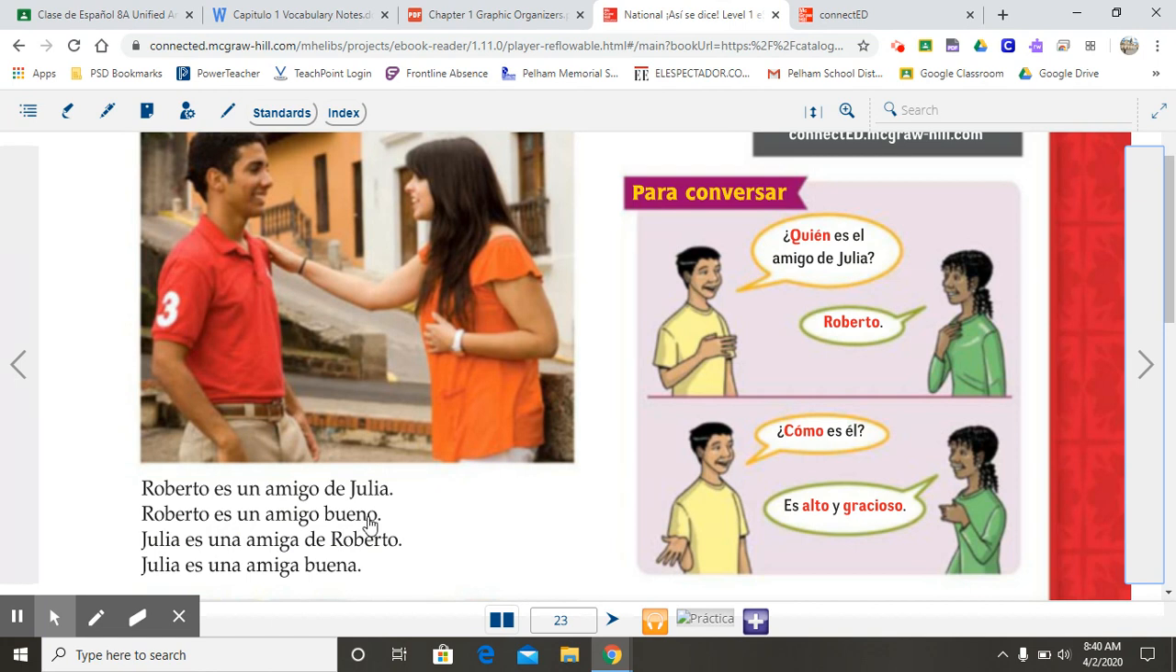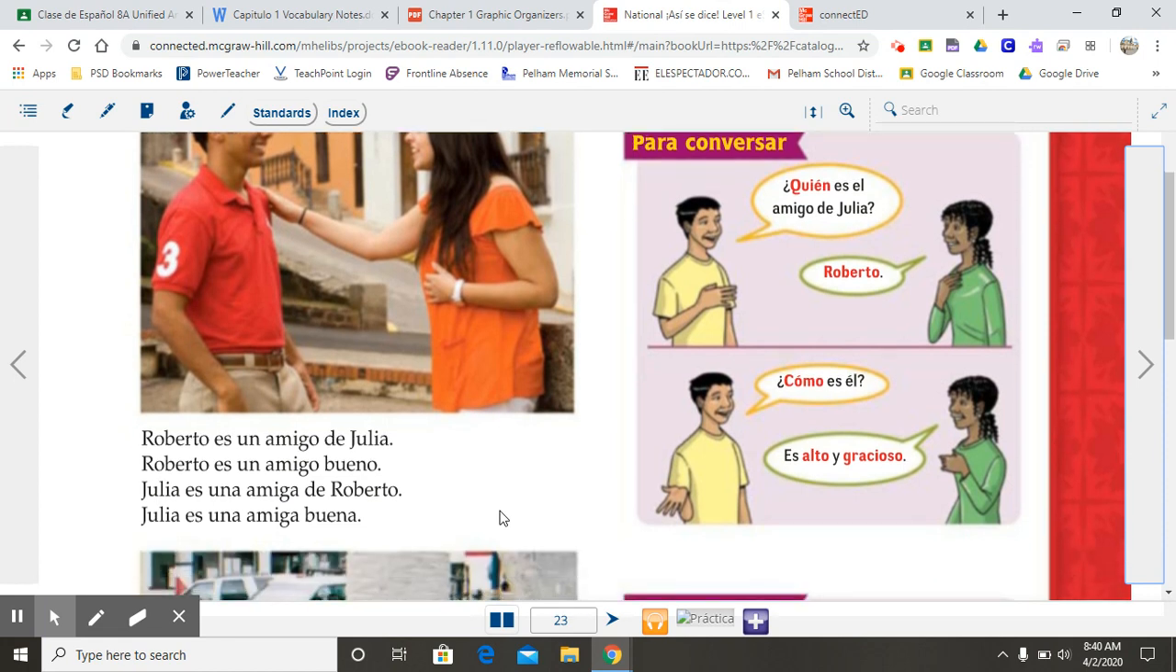Roberto es un amigo bueno. Julia es una amiga de Roberto. Y Julia es una amiga buena. They're telling us that they're each other's friends, and they're both good friends. Notice how when they're describing the boy, it's bueno with the O at the end. And oh, surprise, it's an A at the end for the girl. Get used to it, kids. O for boy, A for girl. All right.